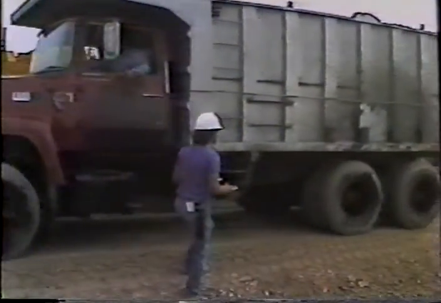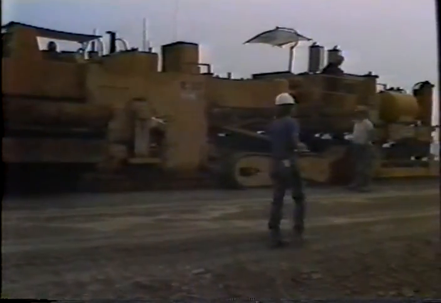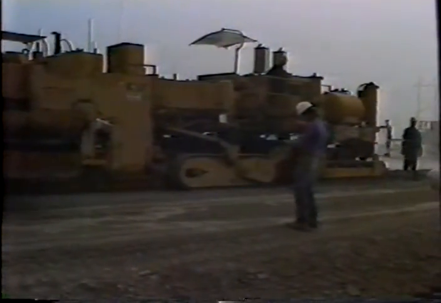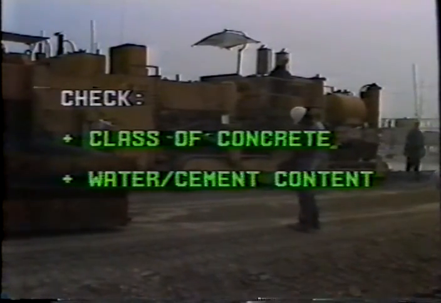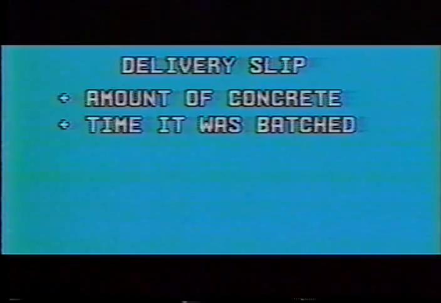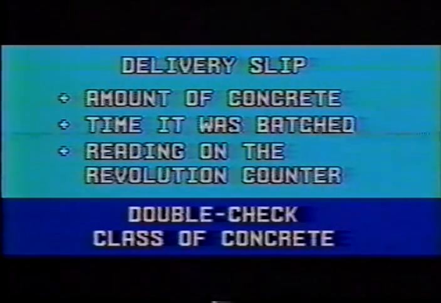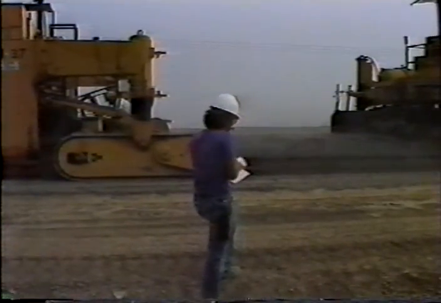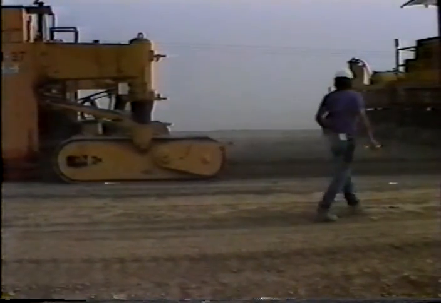When the first truck arrives, the driver will give you a delivery slip. That's your verification that the correct concrete design is being mixed. Check the class of concrete and the water and cement content. Among other things, the delivery slip shows the amount of concrete in the truck, the time at which it was batched, and the reading on the truck's revolution counter. Double-check the class of concrete. Save the delivery slip. That's part of the project documentation. You get one for each load.